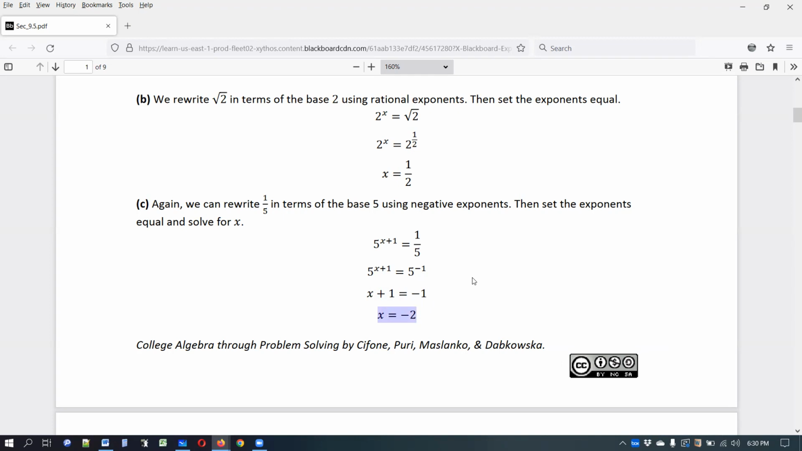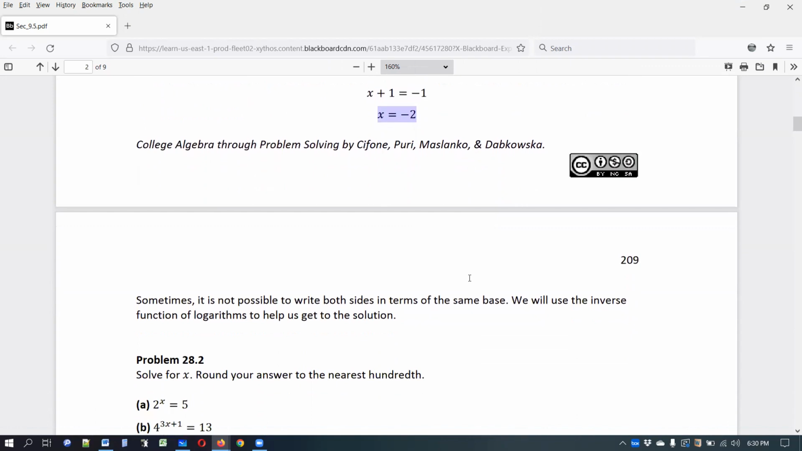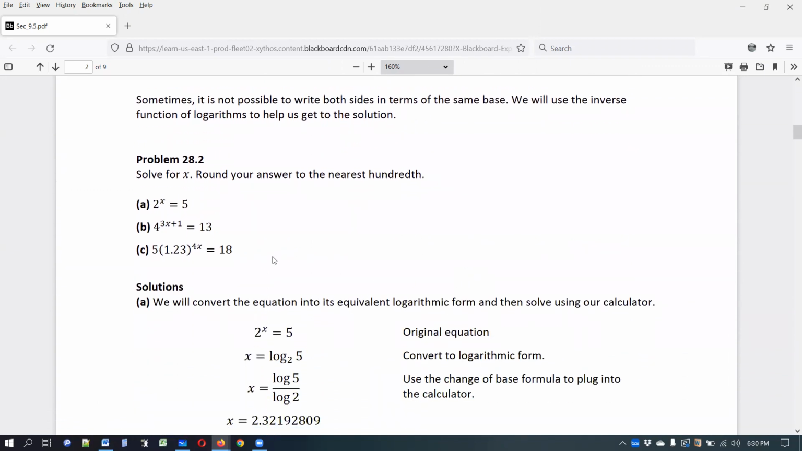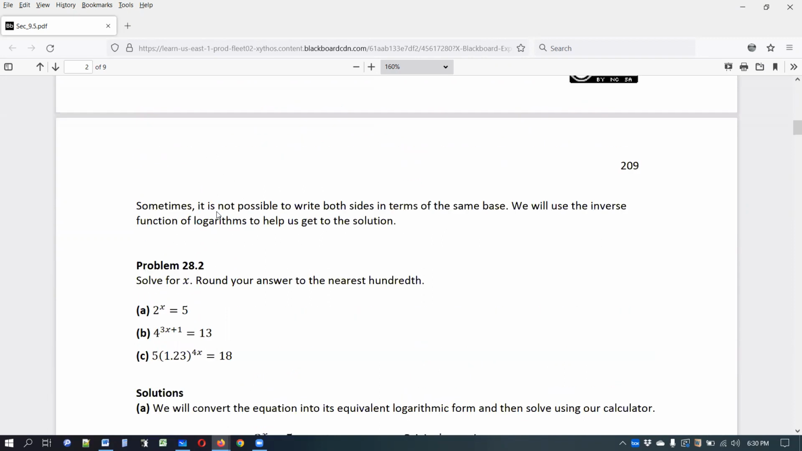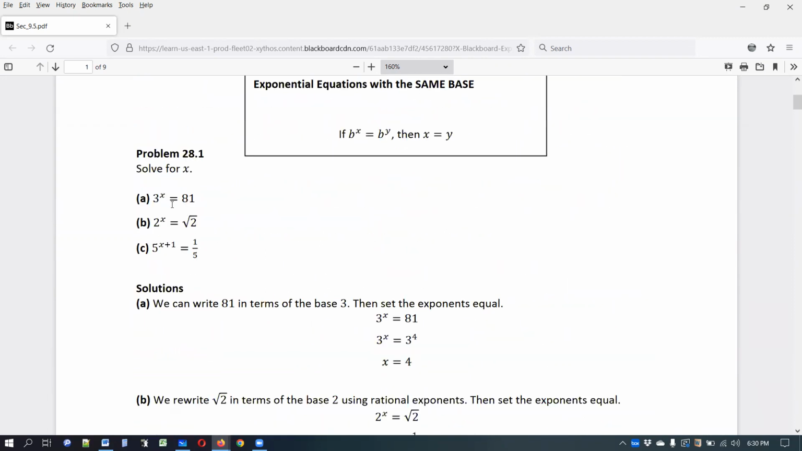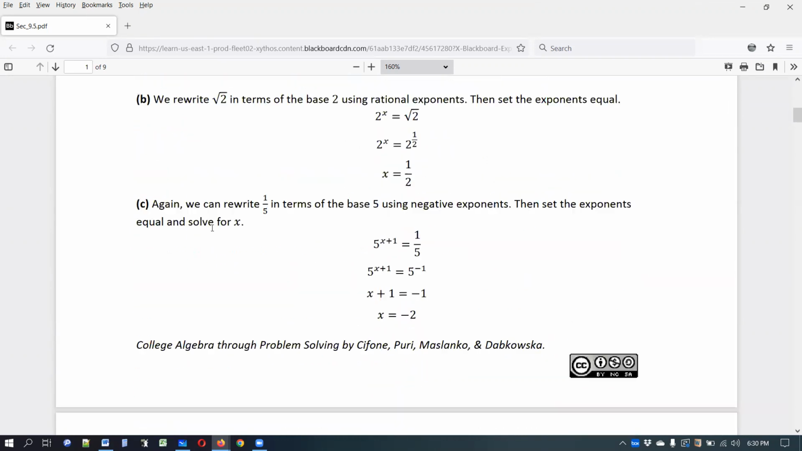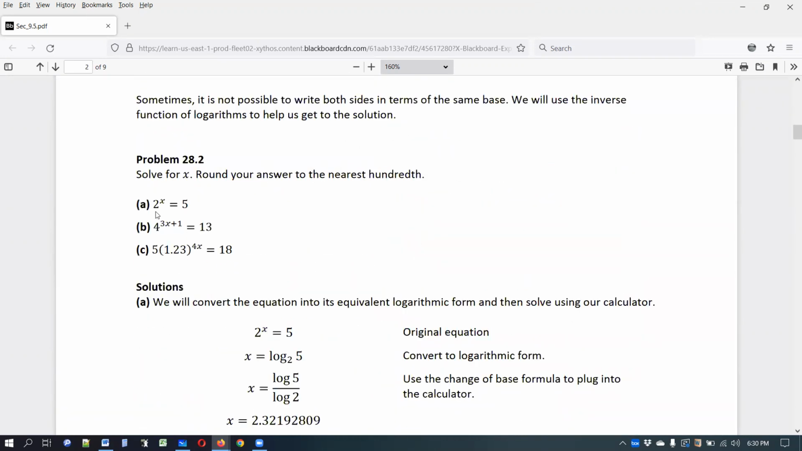So these problems are pretty straightforward. In all of these cases, the bases did not look equal, but we were able to turn 81, the radical 2, and 1/5 into the base on the left side. In the next cases, we won't be able to.